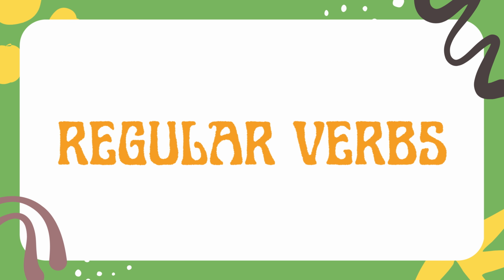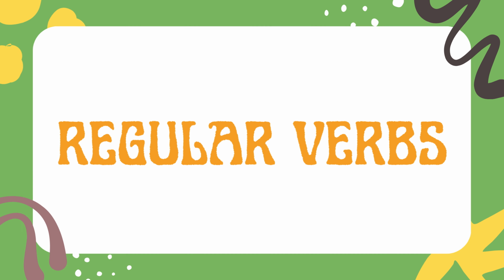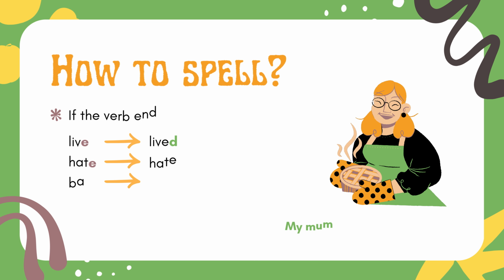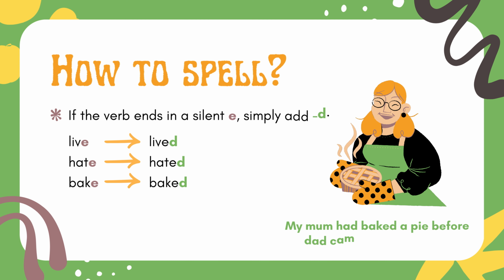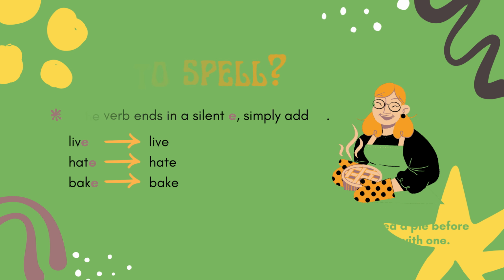Regular verbs. How to spell: if the verb ends in a silent e, simply add d. Live, lived. Hate, hated. Bake, baked. My mum had baked a pie before Dad came home with one.